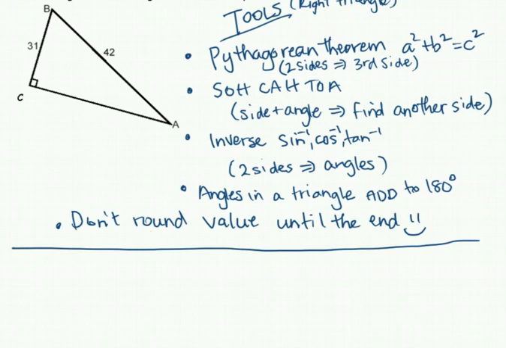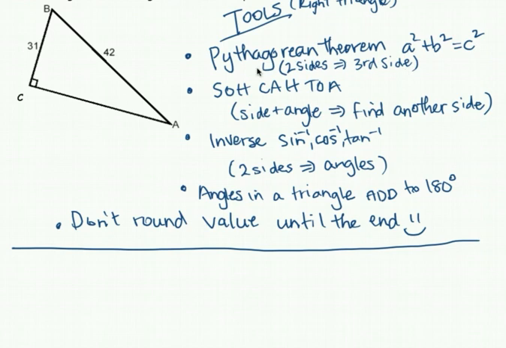That means angle B is missing, angle A is missing, and side A to C here is missing. So we have 1, 2, 3 things to find. We do know this angle already. A little square means it's 90 degrees. So we're good to go there.